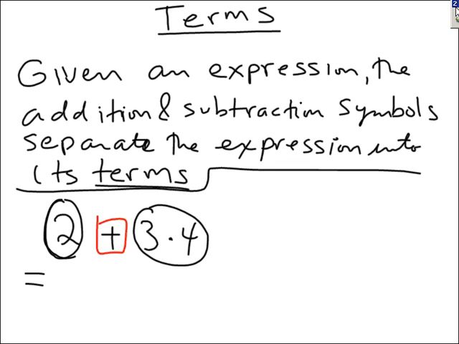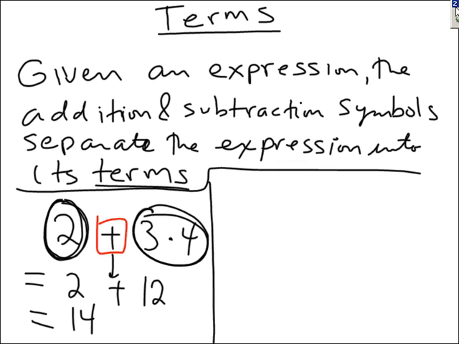That's what we're going to add. What's in the first term is 2. Plus, what's in the second term, 3 times 4, is 12. And 2 plus 12 is 14. The addition and subtraction symbols separate the expression into the terms.